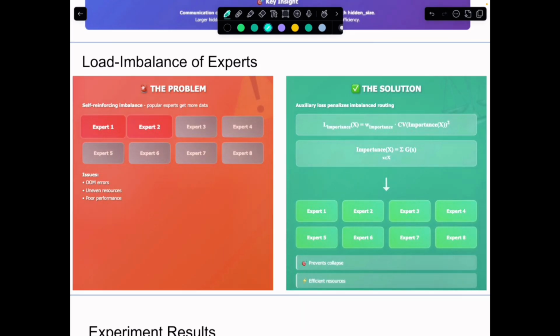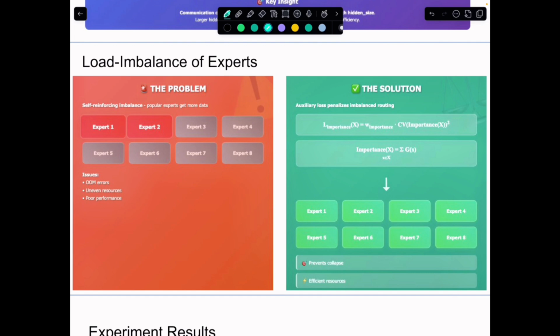One last common problem about the MOE is load imbalance of experts. The interesting part is that this is a reinforced problem. For example, the gating network starts to find that one expert is particularly strong, and as the training process goes through, it will assign more and more data to that expert, causing that expert to have more load than others. This is fine, right? Sounds like it.